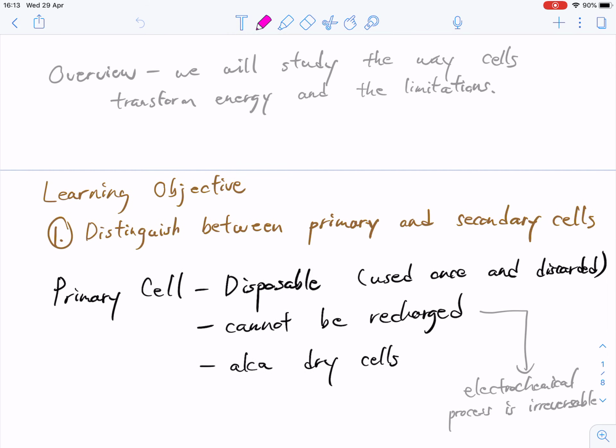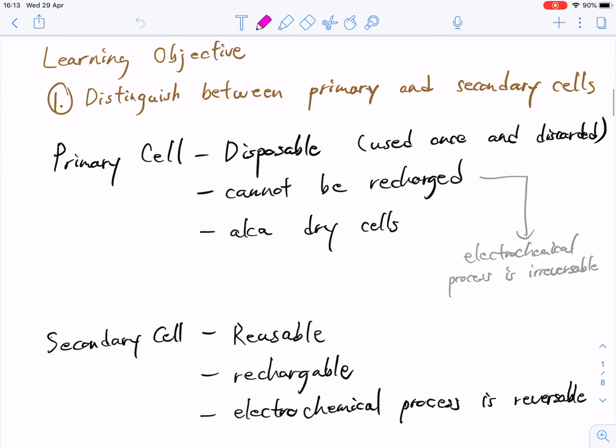All right, quick little overview of this chapter on cells: we're looking at the way cells transform energy and also the limitations of cells in their ability to transform energy. So our first learning objective is to distinguish between primary and secondary cells.